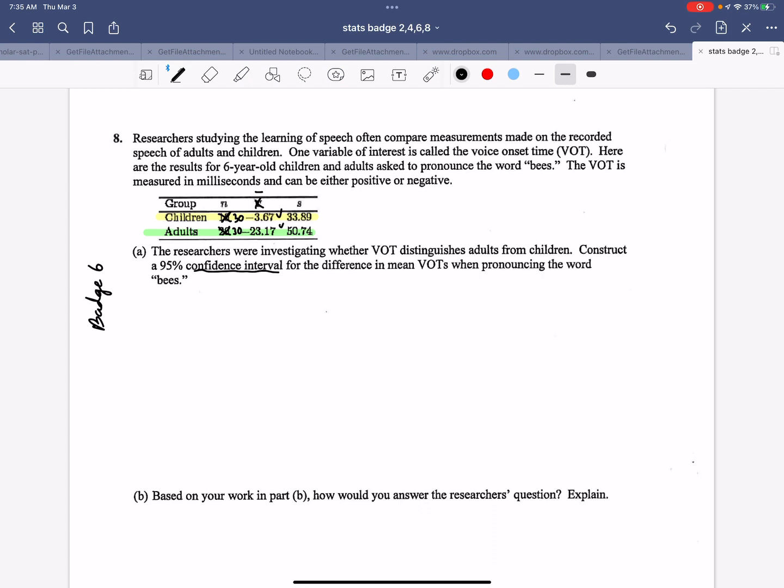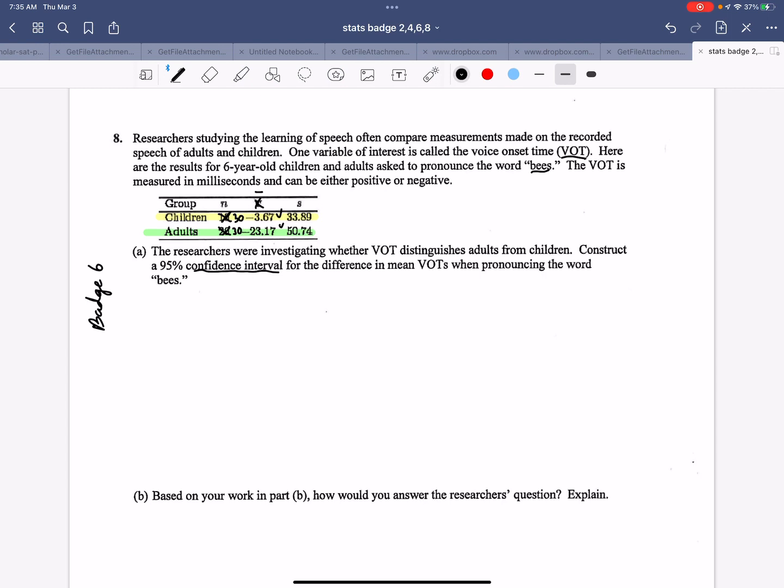It says researchers studying the learning of speech often compare measurements made from the recorded speeches of adults and children. One variable of interest is called the voice onset time. Here are the results for 6-year-olds and adults that pronounce the word bees. The VOT measures in milliseconds and can be either positive or negative.